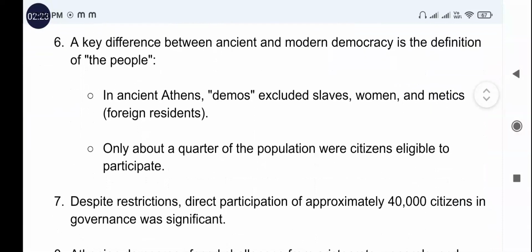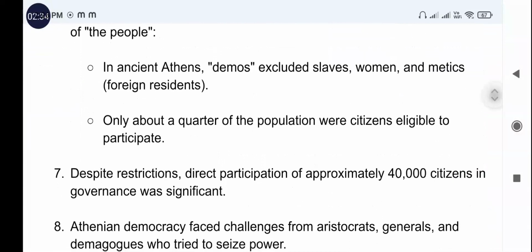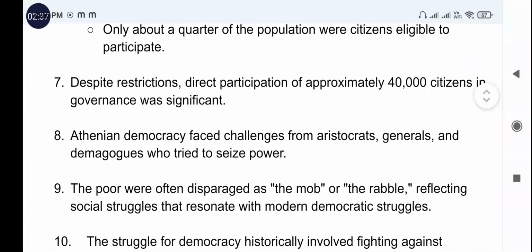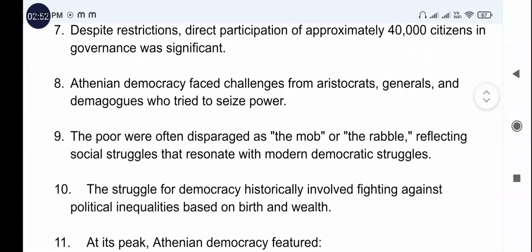Women were excluded, slaves were excluded. Only about a quarter of the population were citizens eligible to participate. Despite the restriction, the direct participation of approximately 40,000 citizens in governance was significant. Of course, Athenian democracy was a democracy.